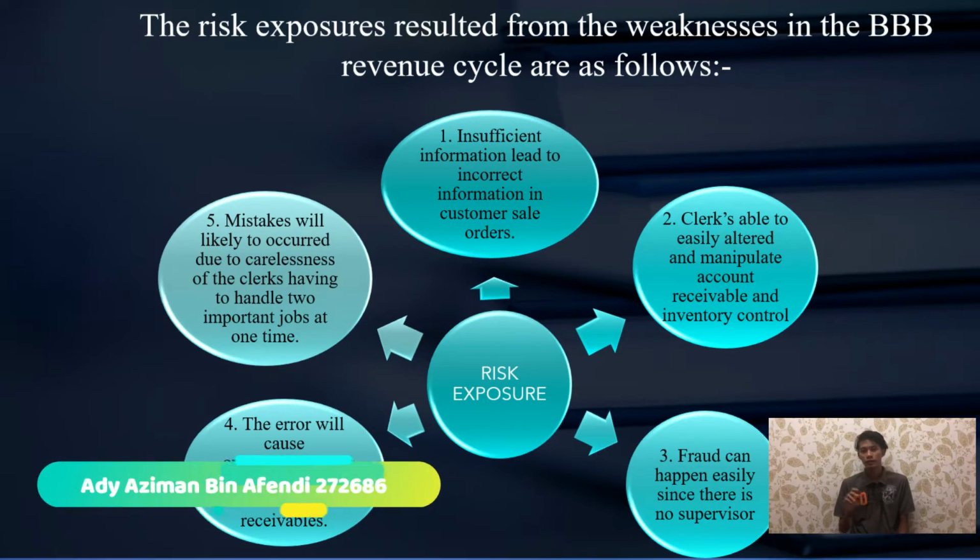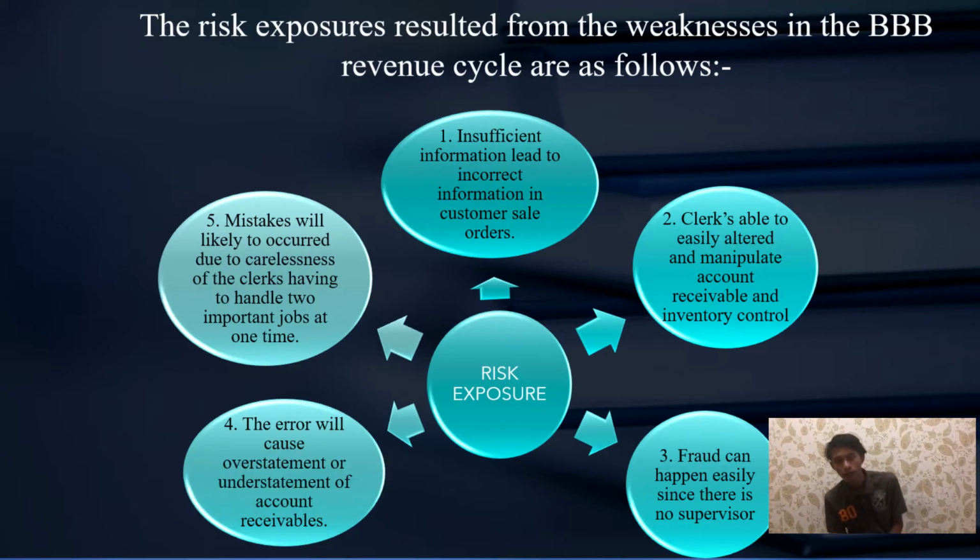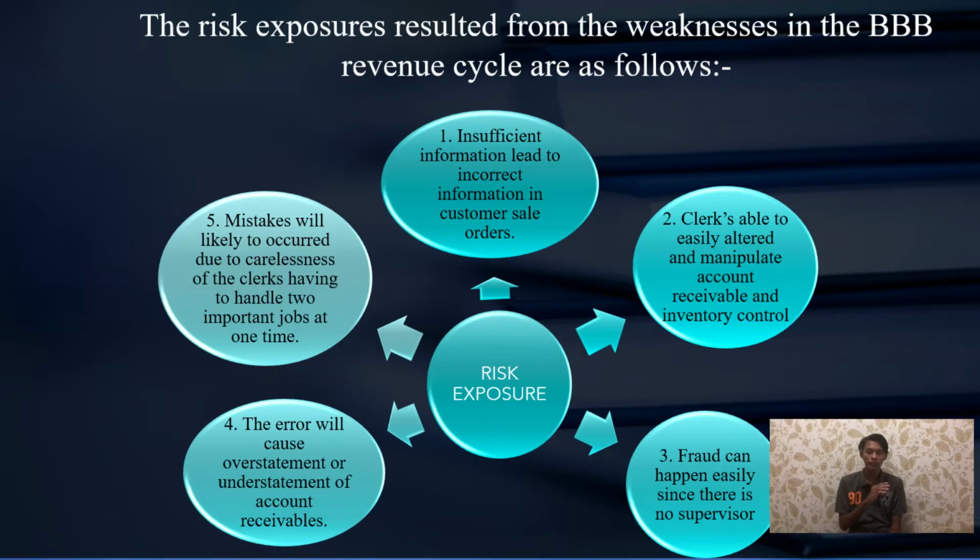My name is Adi Aziman bin Effendi, metric number 272686, and today I'm going to present my part, which is risk exposure and internal control for the weaknesses in BBB's revenue cycle. The first part of my presentation is the risk exposures resulting from the weaknesses in the BBB's revenue cycle. The first risk exposure is that insufficient information leads to incorrect information in the customer sales order.